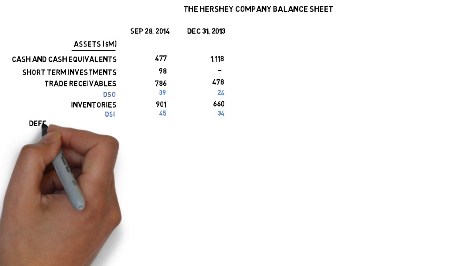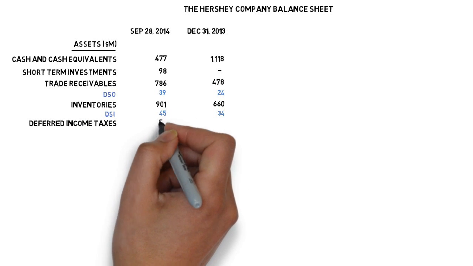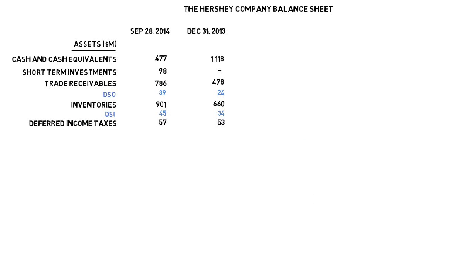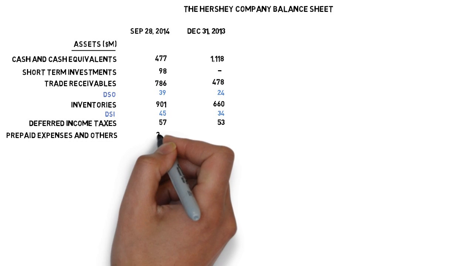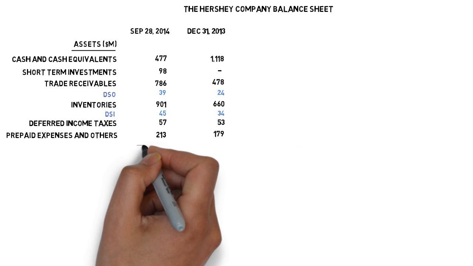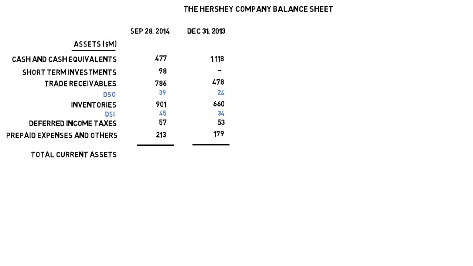Other current assets on the balance sheet include deferred income tax and prepaid expenses. Deferred tax usually arises because the tax treatment of profit is different to the accounting treatment. After this, we have prepaid expenses and other assets. Adding together all of these items give us the total current assets.